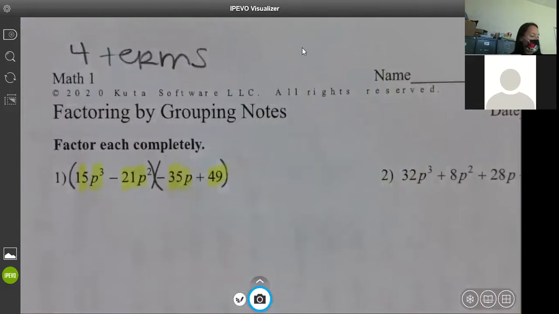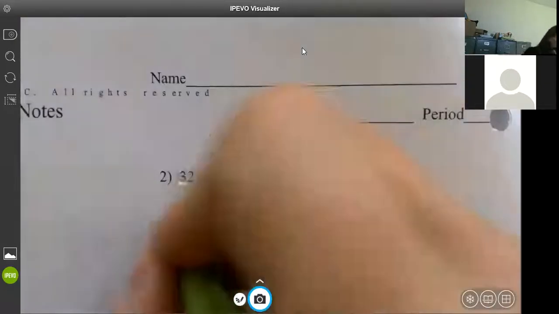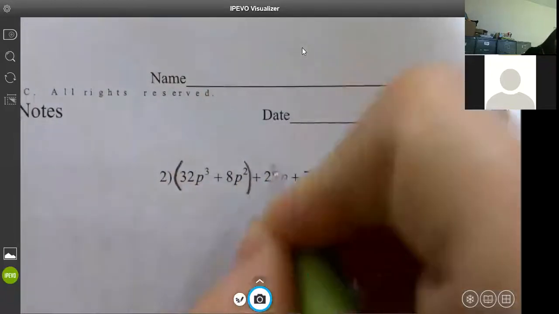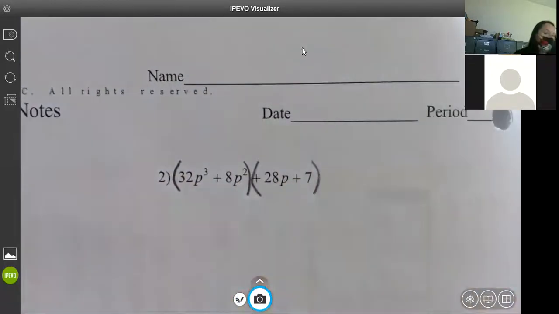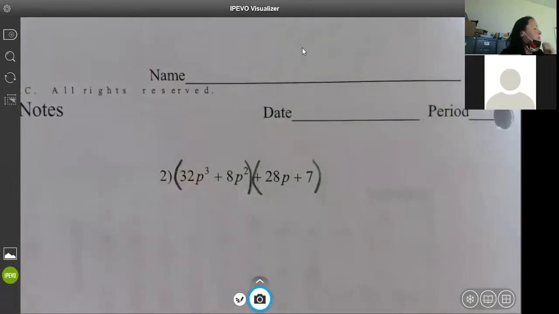Okay. I'm actually going to go to number 2 for a minute, and then I'm going to come back to number 1. I don't really like number 1 just yet. So we're going to put parentheses around the first 2, parentheses around the last 2. You're going to break them down like you did yesterday. So what are our factors of 32? Somebody give me some factors of 32.